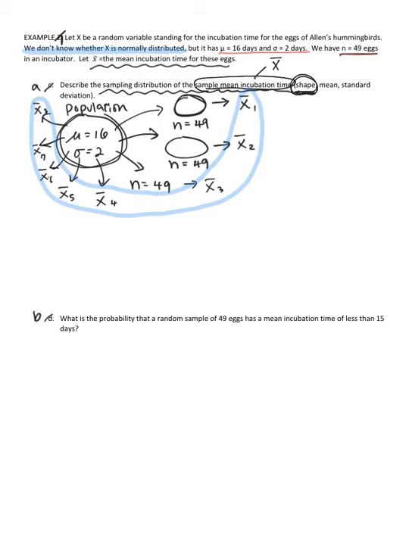Well, we learned in the previous page that we have to go through the 3 requirements. But which case is more appropriate here, case 1 or case 2? Case 1 is where the population is normally distributed. Well, it doesn't say that. It says we don't know whether X is normally distributed. So case 1 would not work, and we're going to have to go with case 2.